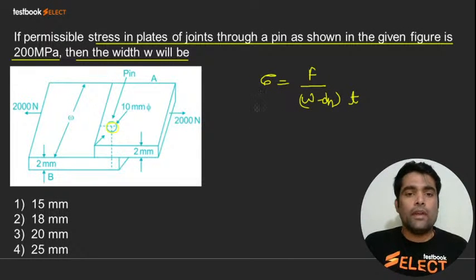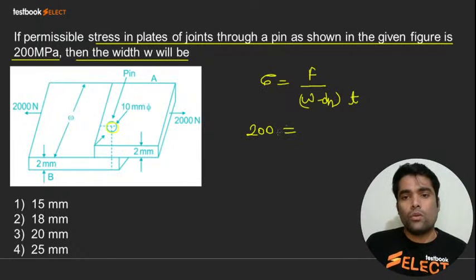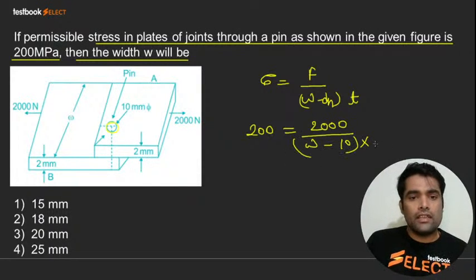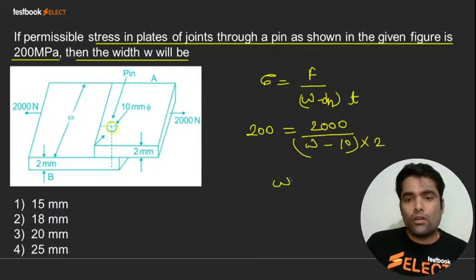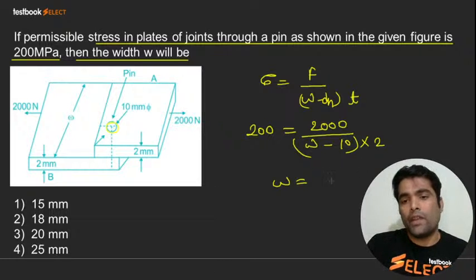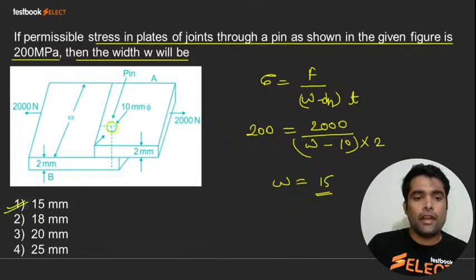Just equate each and everything. Sigma is given, that is 200. F is given, 2000. W we have to find out. Diameter of the hole is 10 mm, multiplied by T, which is 2 mm. Now calculate W, and W will come around 15 mm. Very good. It should be 15 mm. Number 1 is correct.